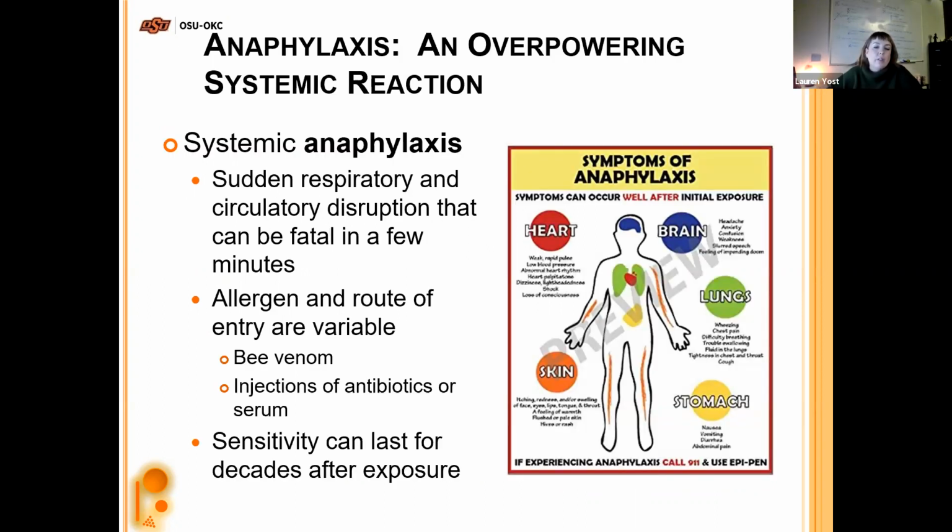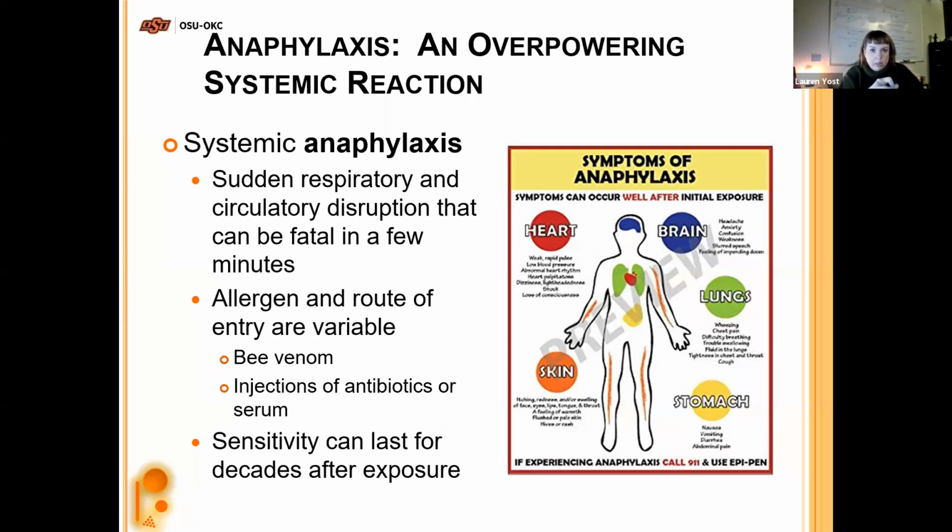Then we have systemic anaphylaxis. Leading into that, it's going to be your, like I said, systemic. That's going to be your entire body. It's going to be affected by whatever it is that you were exposed to. We'll have a sudden respiratory and circulatory disruption that can be fatal in minutes.